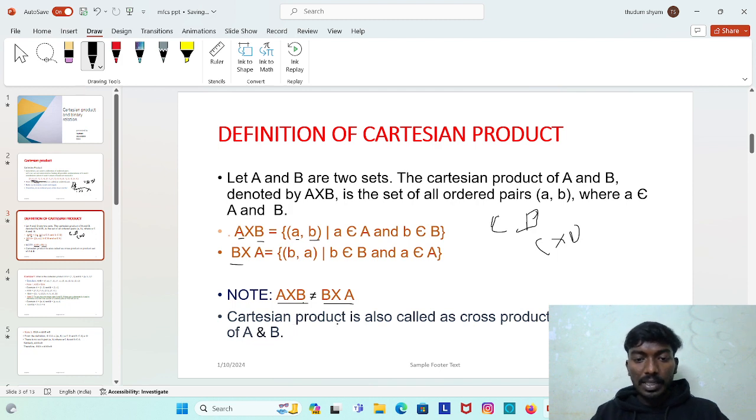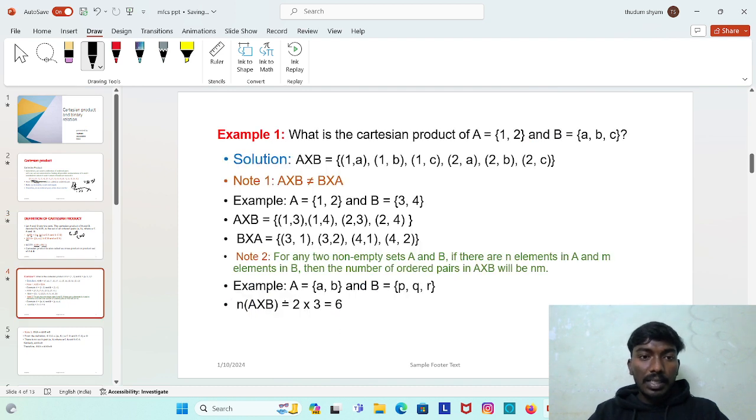The Cartesian product is also called the cross product or product set. Cross product means multiplication, where each element of set 1 is paired with each element of set 2. That is known as a cross product.